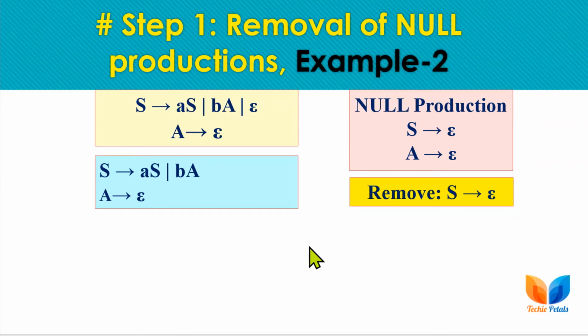Now substitute S with null in the right hand side of any production rules wherever we have S. As we can easily analyze, we have S in only one right hand side, so simply substitute S with null here and the resulting rule we are getting is A. By adding this rule, the null production rule with S is successfully removed from the grammar and the resulting grammar is this.